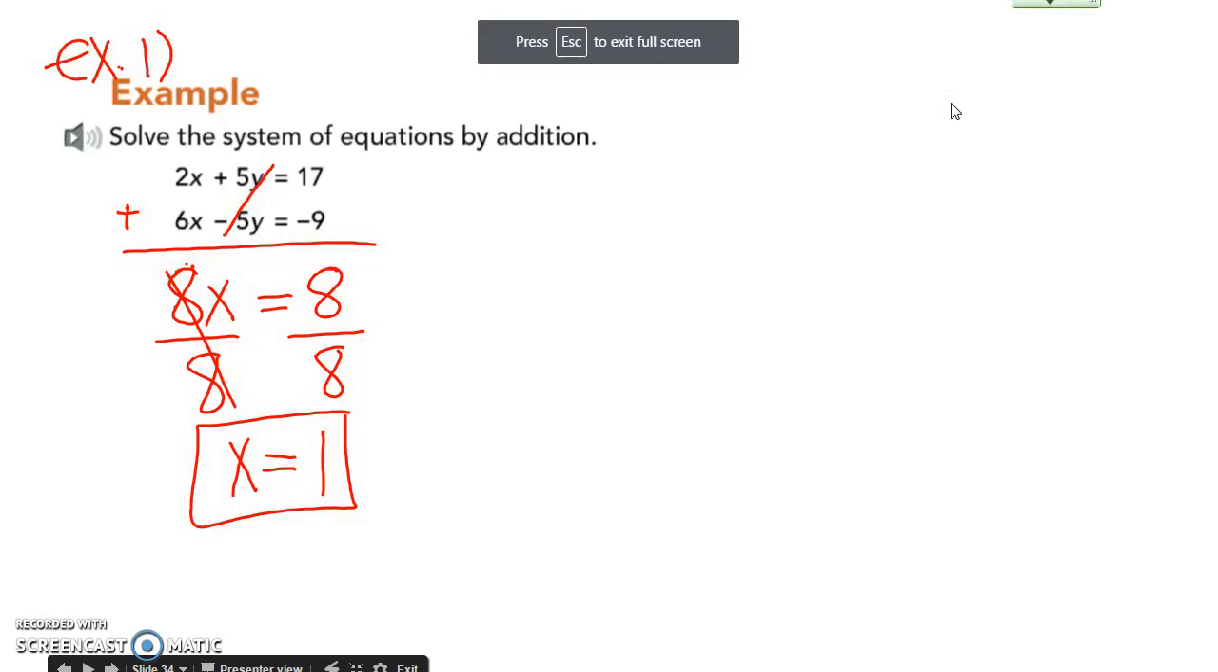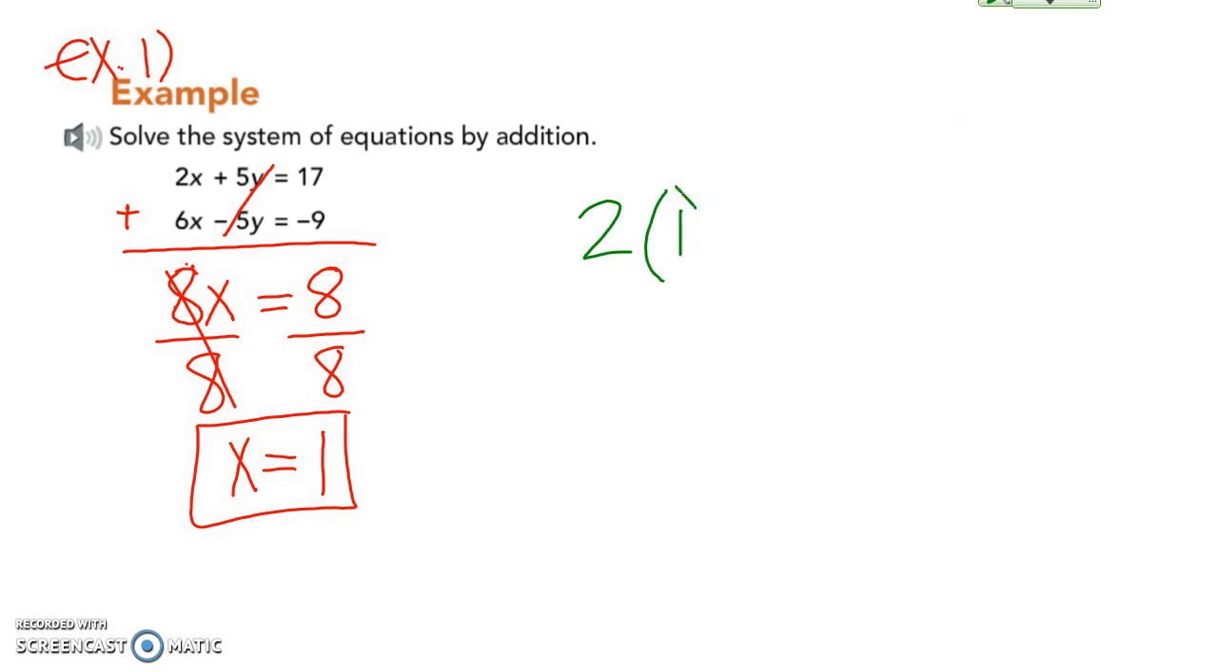So now, let's try this again. 2 times 1 plus 5y equals 17. I took what I got right here for my solution and I plugged it in for x. So 2 times 1 is 2.